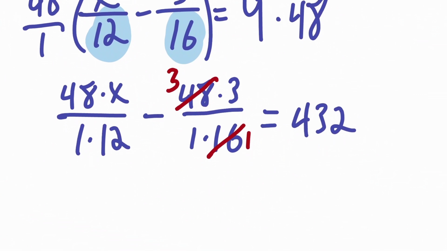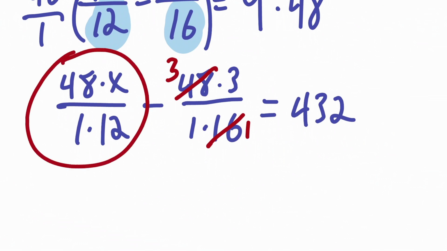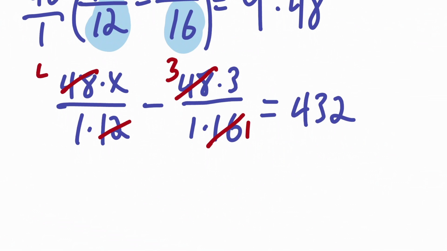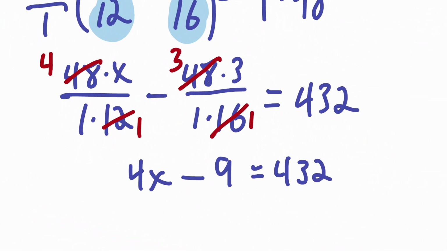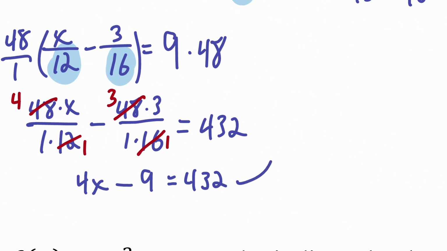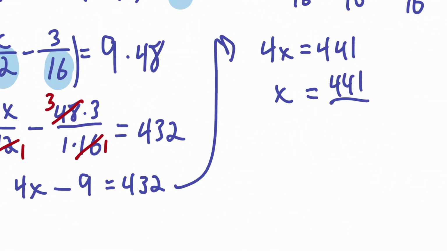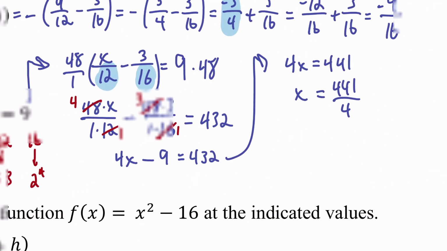Because if I don't want to use a calculator, then dividing first makes a lot of sense. So like over here, right? 48 divided by 12, right? So 48 and 12 reduces to 4 and 1. So now on the left, I've got 4x minus 9 equals 432, okay? And although my answer will be a fraction, I don't really have to deal with fractions that much until the very end. So I'm going to add 9 on both sides. So 4x equals 441, and then divide by 4 on both sides. So 441 over 4.